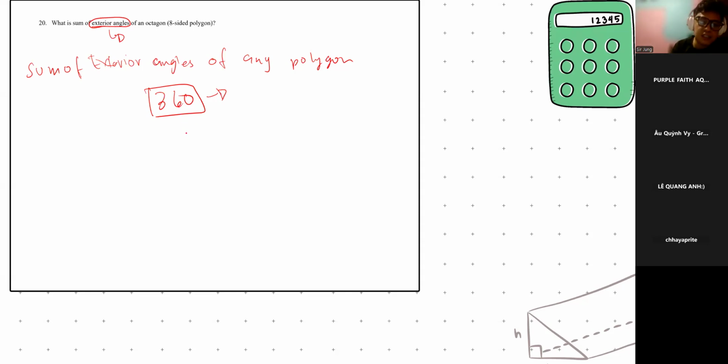Why did we arrive at 360? So at any point of any polygon, let's say this polygon here with a lot of sides, the outside angles would always result in a circle, right? So what is the total angle of a circle? That should be 360. That's why the sum of exterior angles of any polygon will always be equal to 360. And that should be the answer. Okay?